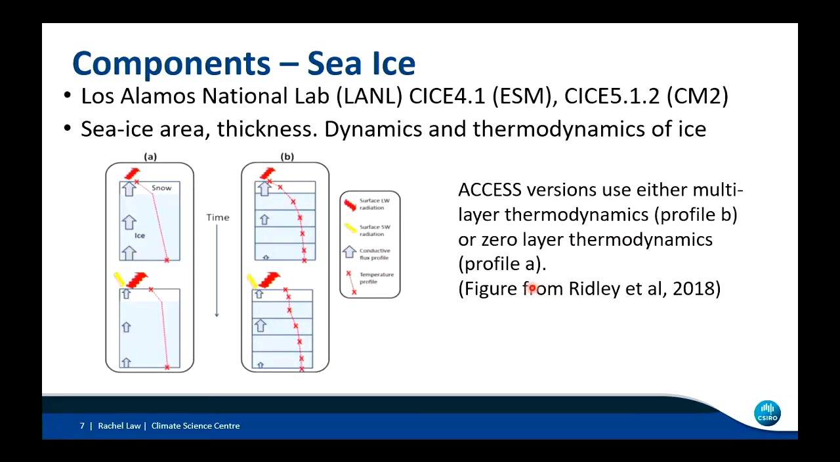Our sea ice component is taken from the Los Alamos National Lab CICE model. Again, a couple of different versions of that, 4.1 or 5.1.2. It's dealing with modelling things like sea ice area and thickness. It handles both the dynamics and the thermodynamics of ice. One of the differences between these two versions is that the older version was configured to use a single ice layer. This has multiple ice layers, and you get a smoother, more detailed profile of temperature through the ice than you would get with a single layer.